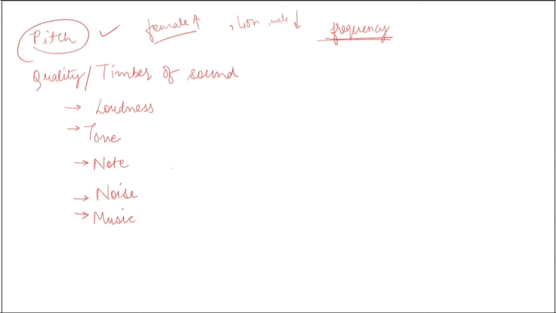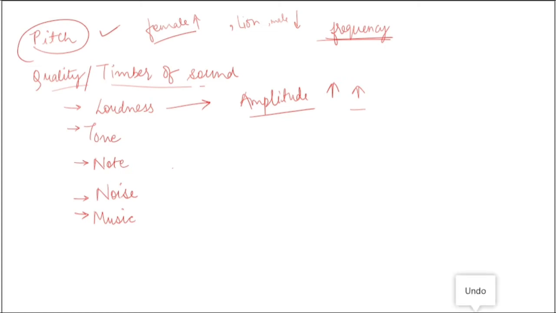Now there are various qualities or timbre of the sound, right? First one is loudness. So what is loudness? Loudness is the amount of energy that is reaching the ears, right? So it is affected by the amplitude. Higher the amplitude, higher the loudness of the sound, right? The louder the sound, and vice versa.